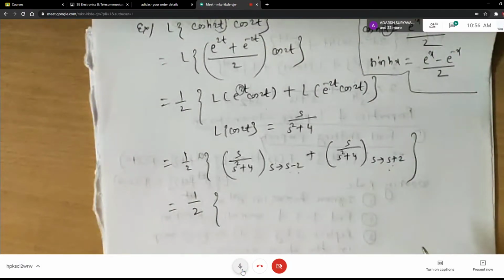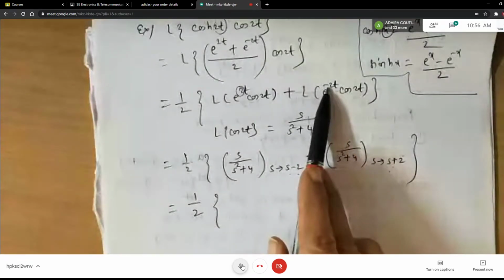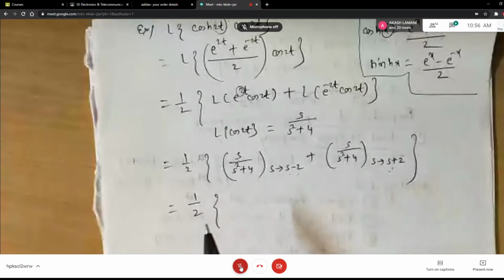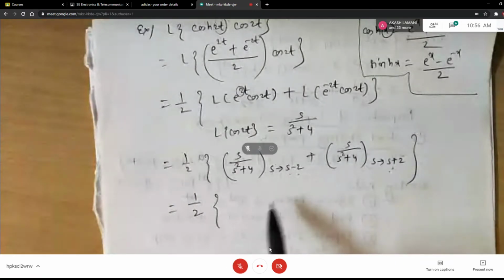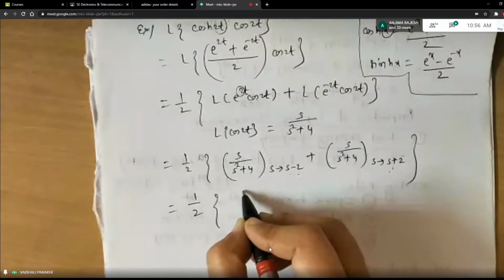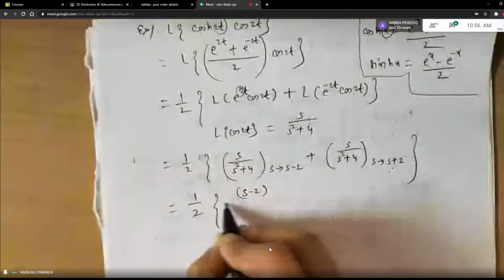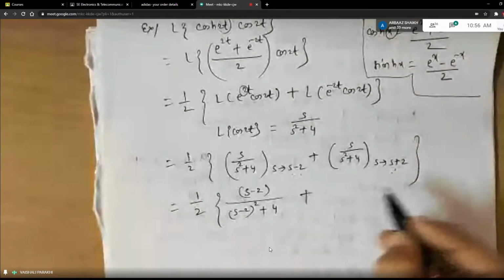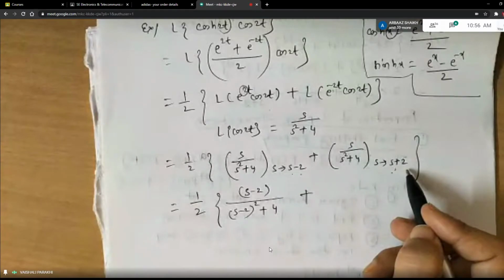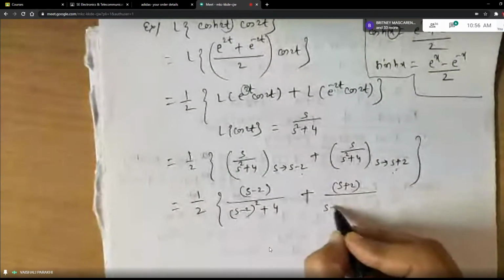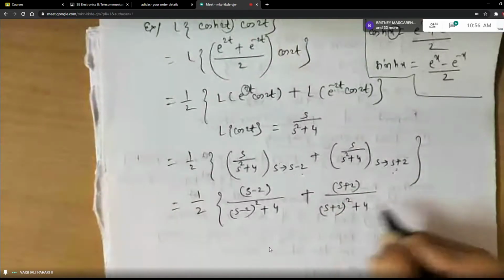So it is half? Yes. Because here the power is negative 2, no? Negative 2t. So opposite sign in between. Okay. And now wherever there is s, in the first term you are going to replace it by s minus 2, s minus 2 the whole square plus 4. And in the second term wherever there is s, you are replacing it by s plus 2, divided by s plus 2 the whole square plus 4.